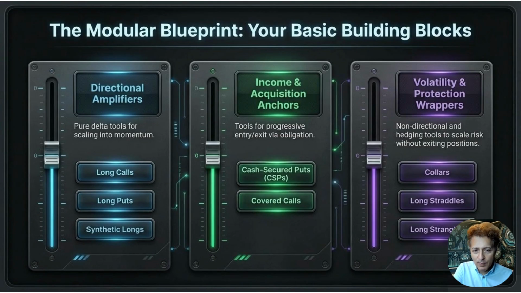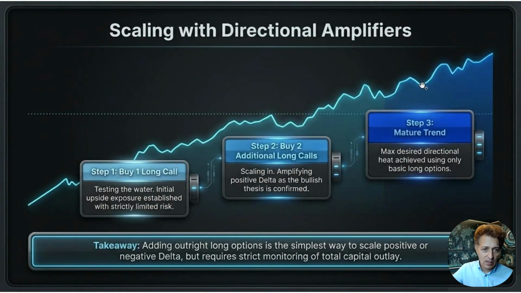Another building block would be income and acquisition anchors. So you have the cash secured puts that allow you to get paid while you wait to buy a stock at the price that you want. And if you end up doing that, you get the stock discounted. You also have your covered calls that allow you to get paid to sell your stock at the price you want. And if that happens, you sell it for an enhanced price if you wish. And then we have our volatility and protection wrappers, which could be our collars or our long straddles or long strangles. So let's talk about different possibilities.